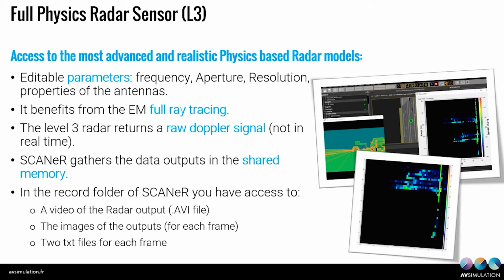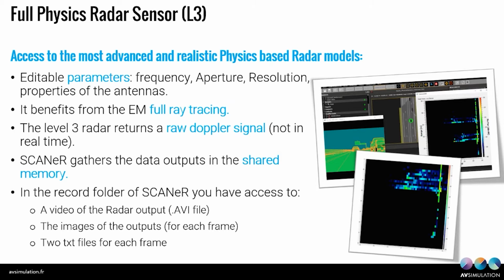What it looks like is what you can see on the right. You have raw data. It's a Doppler signal, it's very raw, and it's not in real time. Level 3 is not in real time because we really take into account all this very complex interaction between the ray tracing and the environment. We are not able to make a real-time application, so it's not in real time.